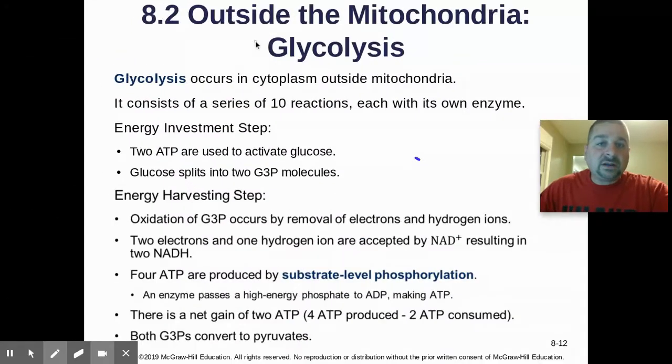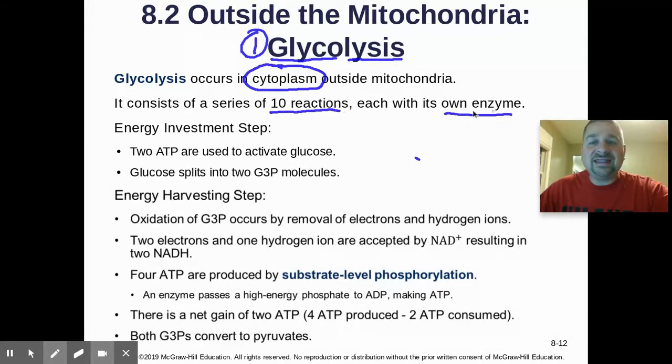Okay, let's talk about step 1. Step 1 is glycolysis. If you look at the root of the word, glyco means sugar, lysis means to split. So we are sugar splitting. We are splitting the sugar in half. It's occurring outside of the mitochondria, in the cytoplasm. And it's a series of 10 reactions, each with its own enzyme.